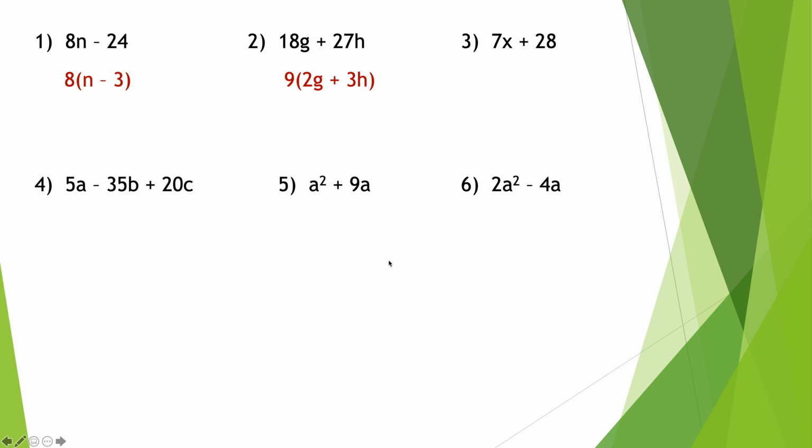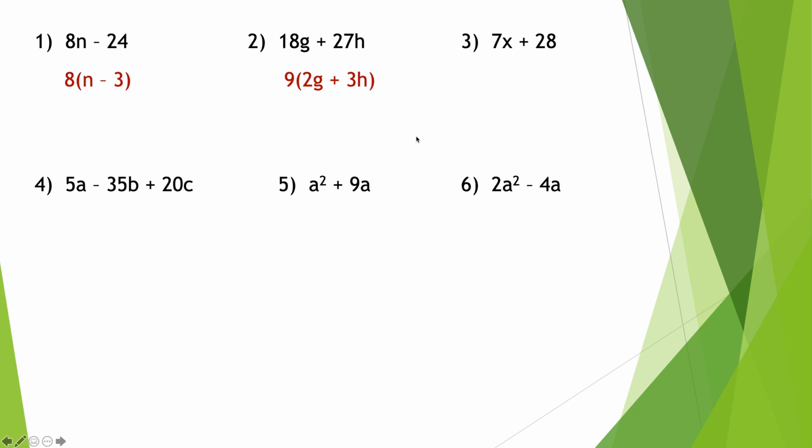Okay, on the second one, what do they share in common? Well, the G and the H have nothing in common, but 18 and 27 definitely share a 9 in common. They also share a 3, and you may have put 3 on the outside, but that would not be the greatest common factor. That would just be a common factor. The directions with these guys usually say factor using the GCF, the greatest common factor. Multiplying back, 9 times 2g is 18g, 9 times 3g is 27g.